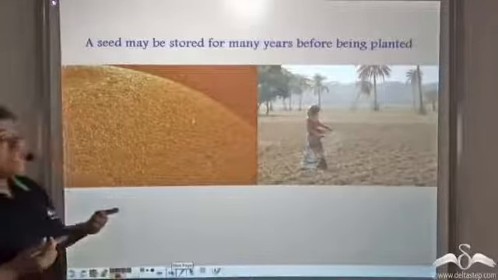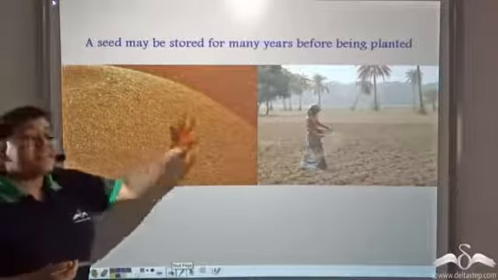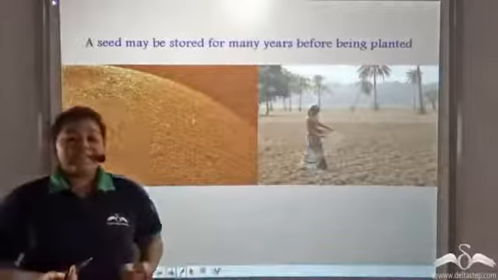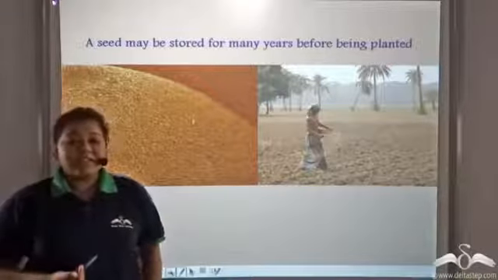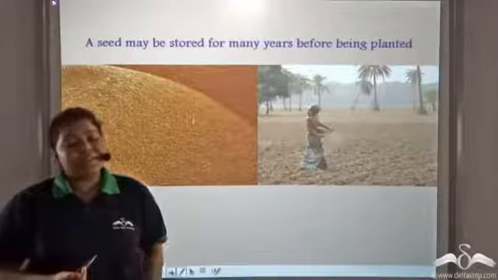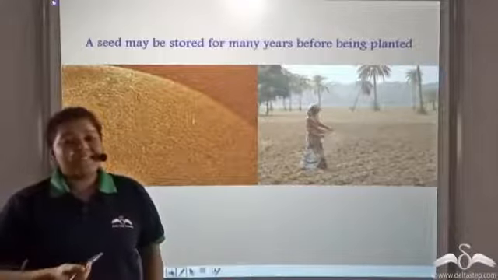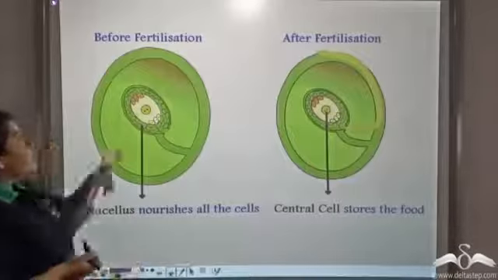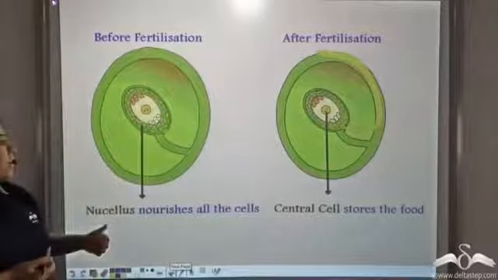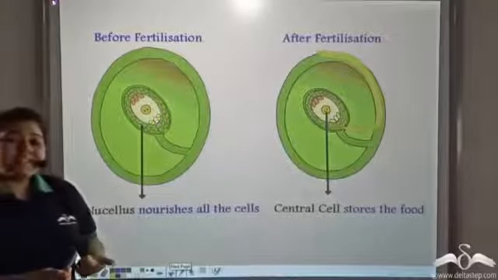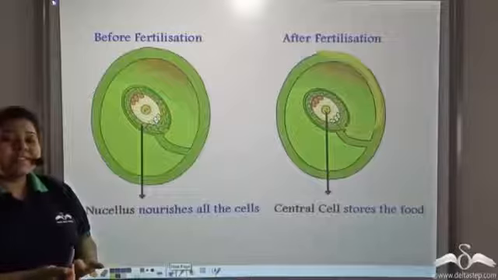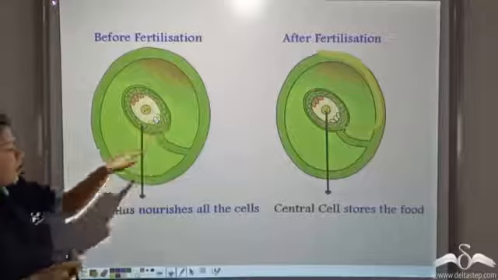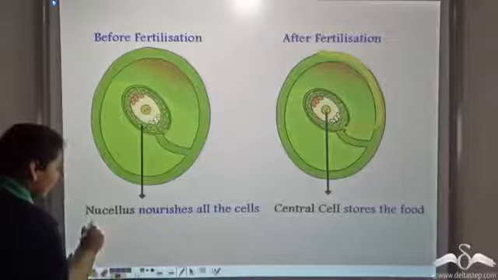Now, a seed may be stored for many years before being planted. Like all living beings that need food to survive, even a seed needs food to survive. So what provides the seed with food? Well, before fertilization, all the nourishment that the cells of the ovule require is provided by this structure that surrounds the ovule and is known as the nucellus.